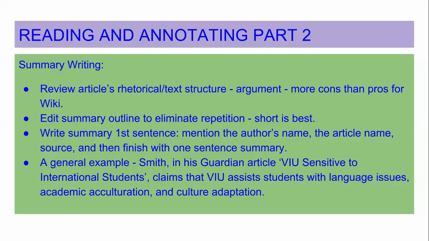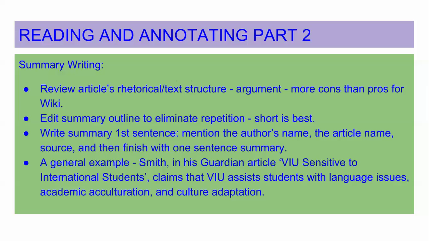So rather than give it away, because I want you to practice with this, I've given a general example using an article I just thought up. Here is an example of a summary first sentence using the summary first sentence rule. Smith, that's the author, in his Guardian article, that's the source, "VIU Sensitive to International Students," that's the title. And here comes the summary sentence: claims that VIU assists students with language issues, academic acculturation, and culture adaptation.